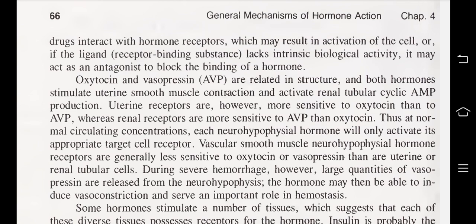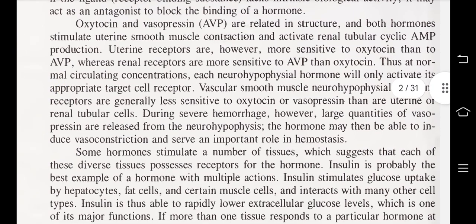Thus, at normal circulating concentrations, each neurohypophyseal hormone will only activate its appropriate target cell receptor. So, vascular smooth muscle neurohypophyseal hormone receptors are generally less sensitive to oxytocin or vasopressin than are uterine or renal tubular cells. During severe hemorrhage, however, large quantities of vasopressin are released from the neurohypophysis. The hormone may then be able to induce vasoconstriction and serve an important role in hemostasis.